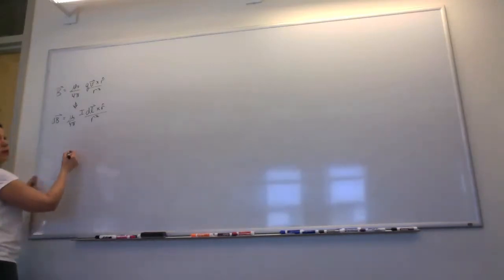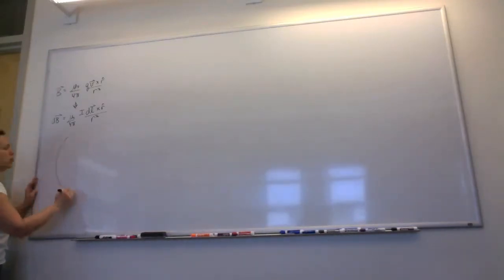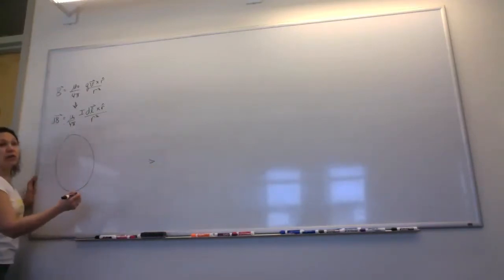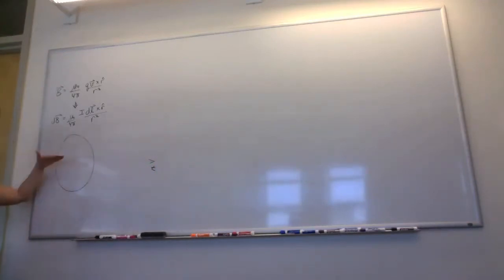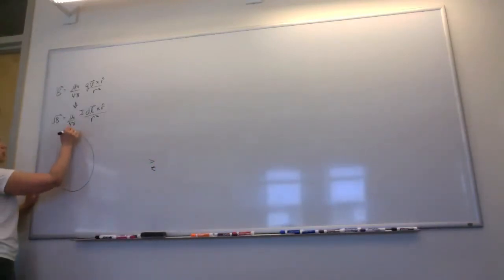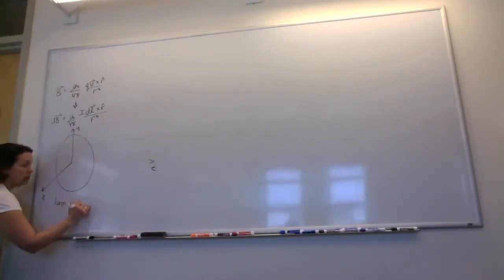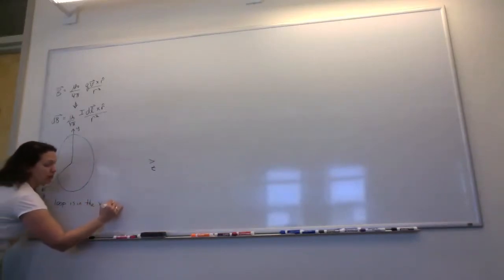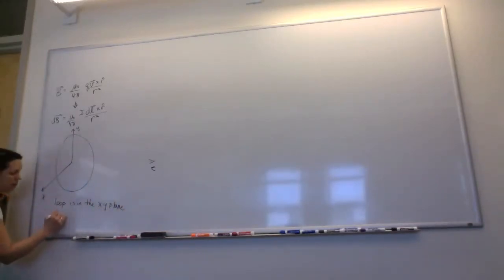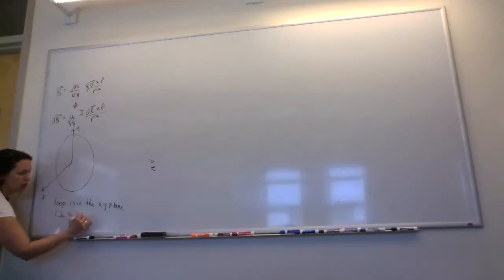So let me draw this. Let's see if I can draw it fairly well. No guarantees. I'm going to make the z-axis along the center and take the y-axis up and the x-axis here. It's hard to draw 3D things on a 2D plane. So this current loop is in the x-y plane, perpendicular to the board.